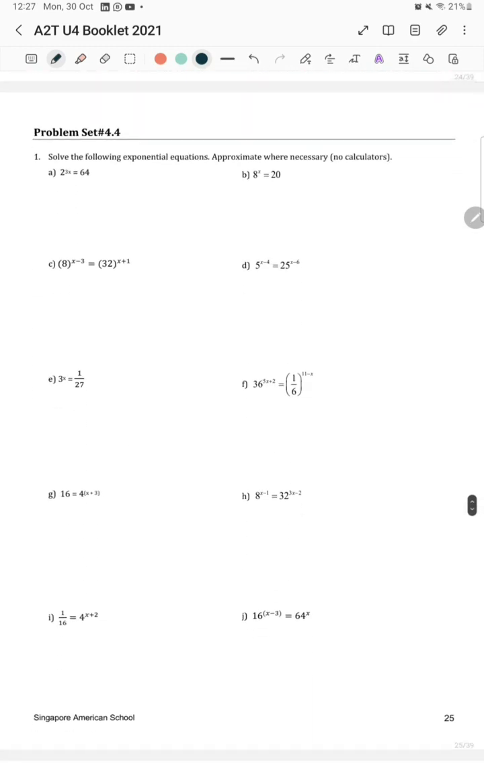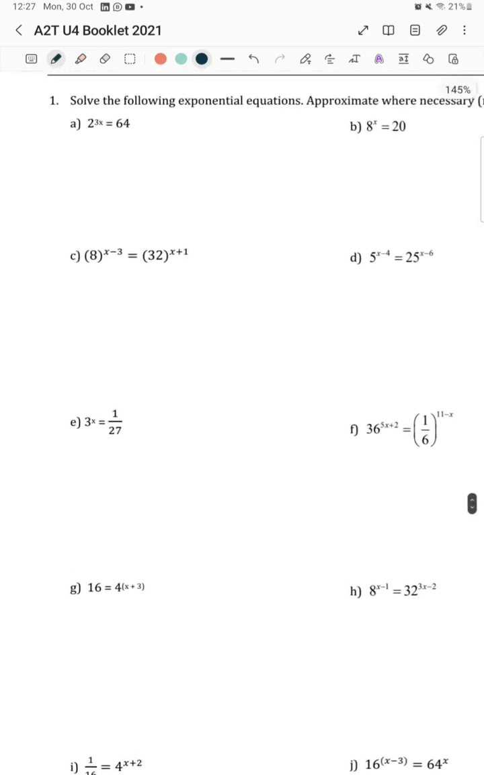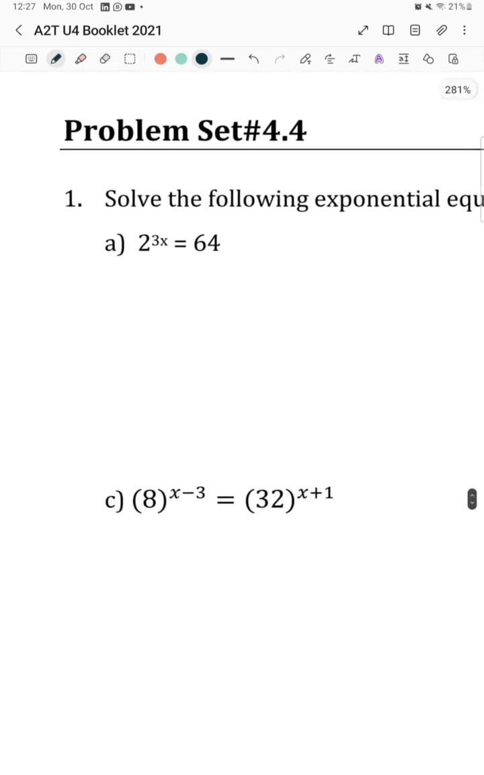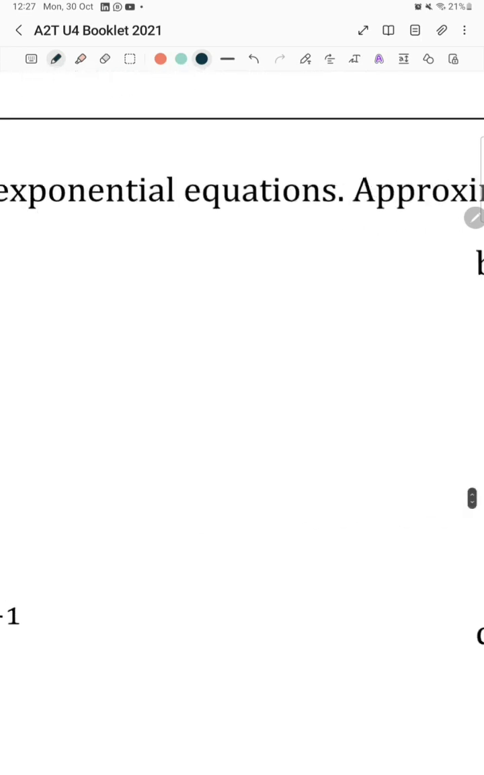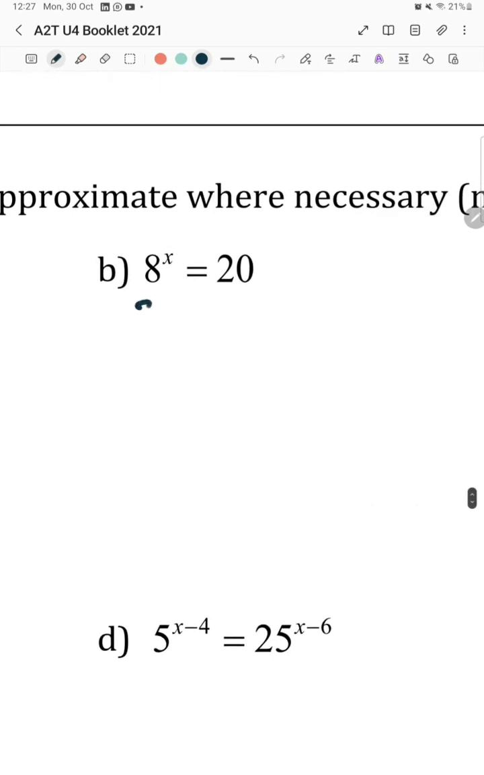Okay, solve the following exponential equations, approximate where necessary. 2 to the power 3x is equal to 2 to the 6. So we're going to make the bases the same: 3x is equal to 6, x is equal to 2. Or we can write, oh, we need to approximate.